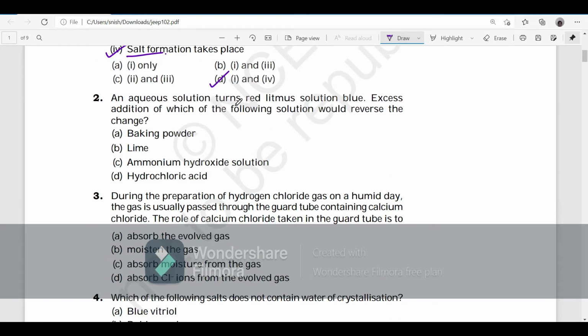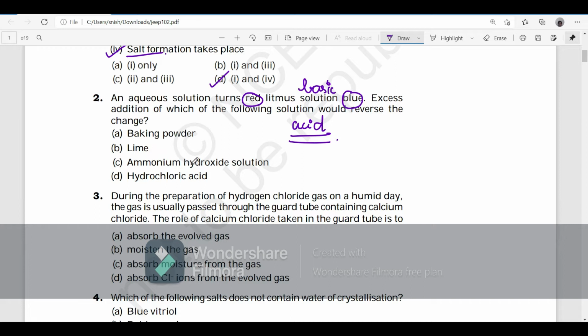An aqueous solution turns red litmus to blue. Excess addition of which of the following would reverse the change? So red is becoming blue, so you know that the solution must be something basic. If you want to get the reverse from blue to red, then it should be an acid, right? If you have an acid or an acidic condition, it will become red.